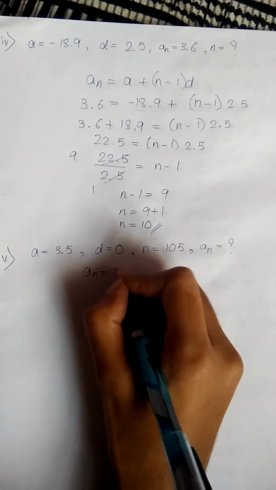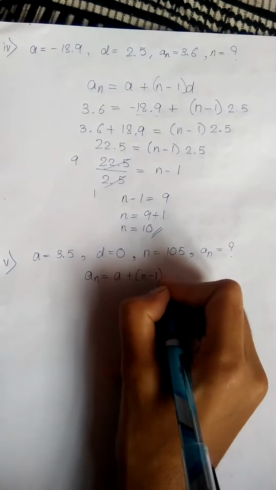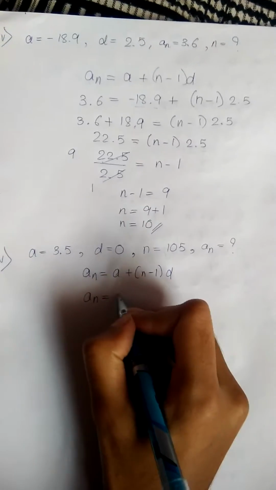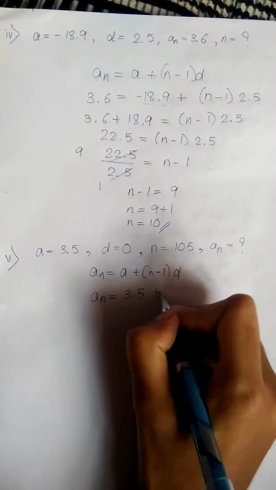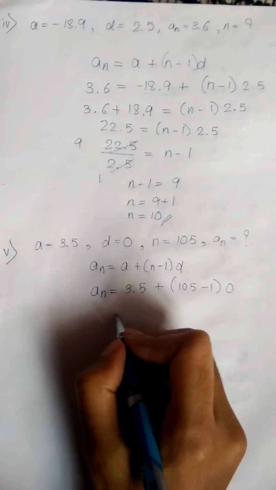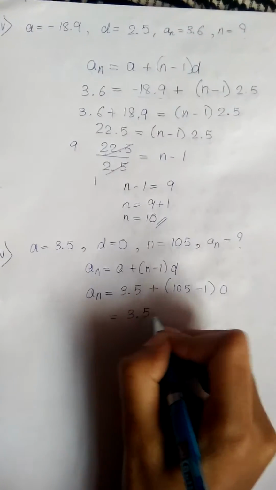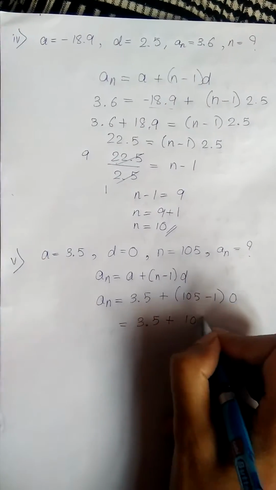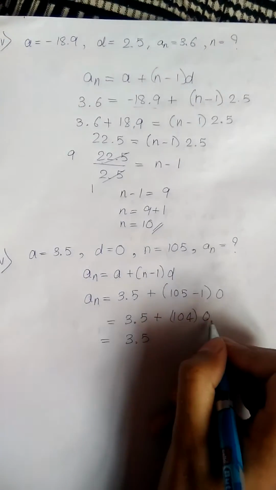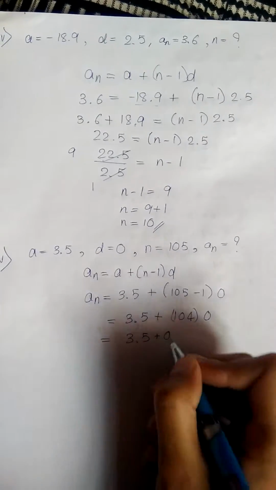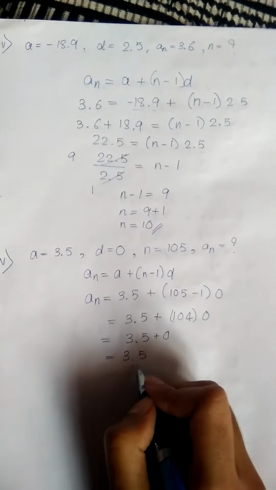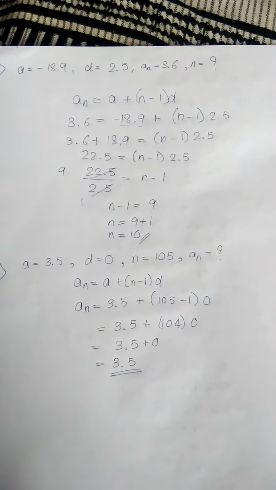An equals a plus (n minus 1) d. An is not given. A is 3.5 plus n is 105 minus 1, d is 0. 3.5, 105 minus 1 is 104 into 0. 3.5, 104 multiplied with 0 gives you 0. So 3.5 plus 0 is 3.5. So the last term is 3.5.